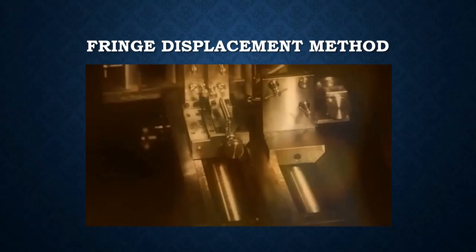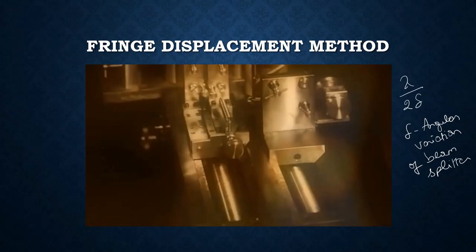Now we are going to the fringe displacement method. What is meant by the fringe displacement method? It is similar to the interferometer. In the interferometer, we have beam splitters. Those beam splitters are tilted at some angle, that is lambda by 2 delta. Here delta is nothing but the angular variation of the beam splitter.